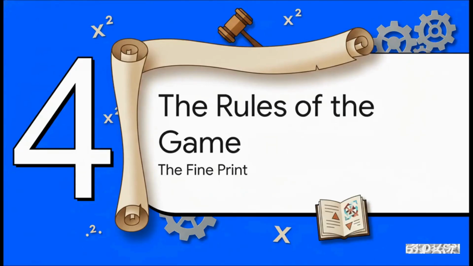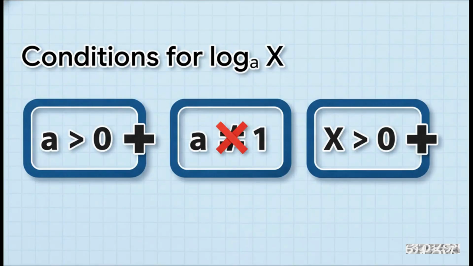Okay, so now that you've got the basic idea down, we do need to talk about a few ground rules. Think of it like the fine print that makes sure logarithms actually work and make sense. It's pretty simple. There are just 3 things to remember. First, the base has to be a positive number. Second, the base can't be 1, because that would be boring. 1 to any power is just 1. And third, the number you're taking the log of, the argument, also has to be positive. Those are the rules of the game.